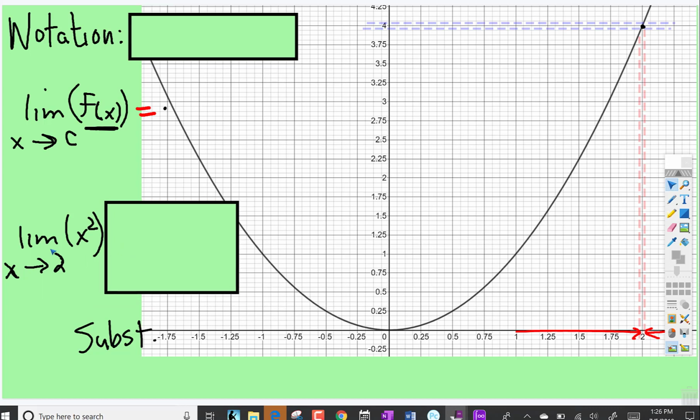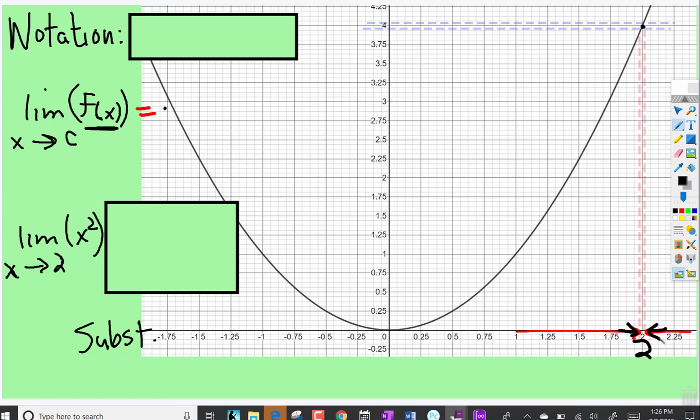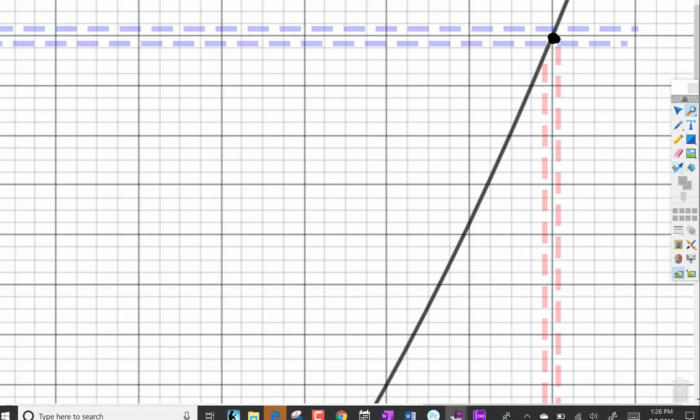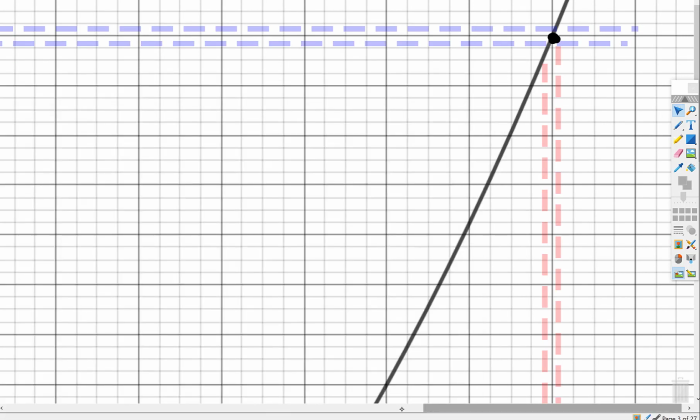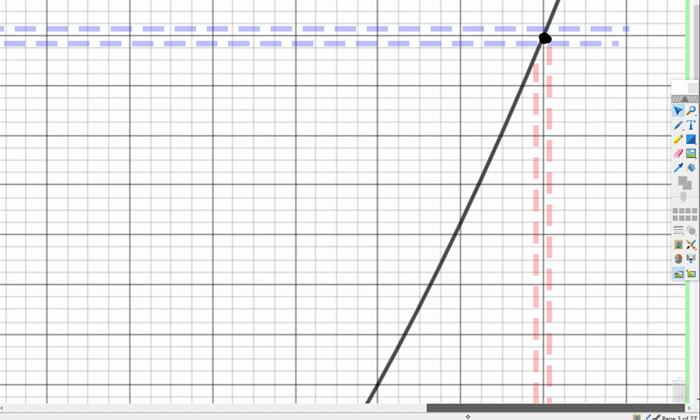All right, so for this function, it's just a quadratic. So the limit as x approaches 2, so you can see we're getting really, really close to 2. We're not touching 2, we're just getting really, really close to 2. What would the height be? So if I zoom in on that, and then I don't know if it'll let me scroll over. There we go. What height? That height is really, really close to 4.